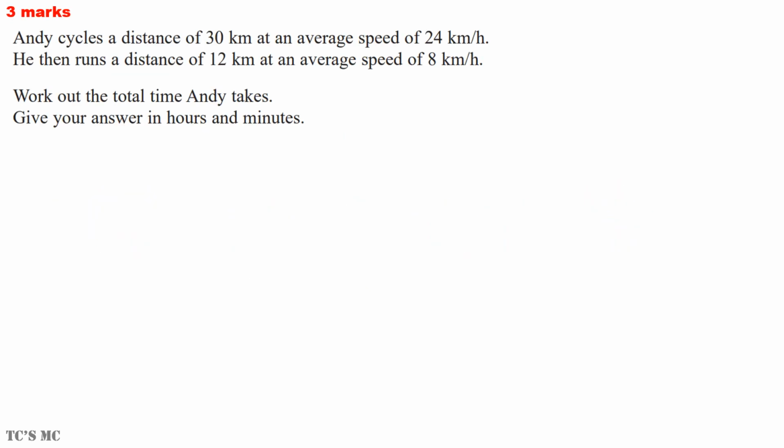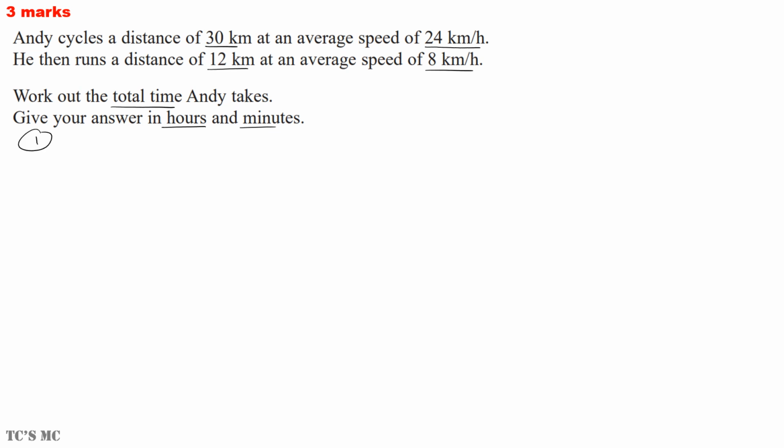Andy cycled a distance of 30 kilometers at an average speed of 24 kilometers per hour. He then runs a distance of 12 kilometers at an average speed of 8 kilometers per hour. Work out the total time Andy takes. Give your answer in hours and minutes.